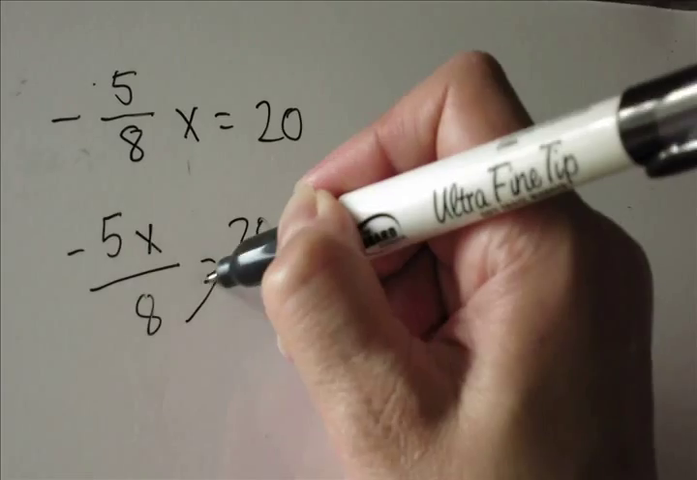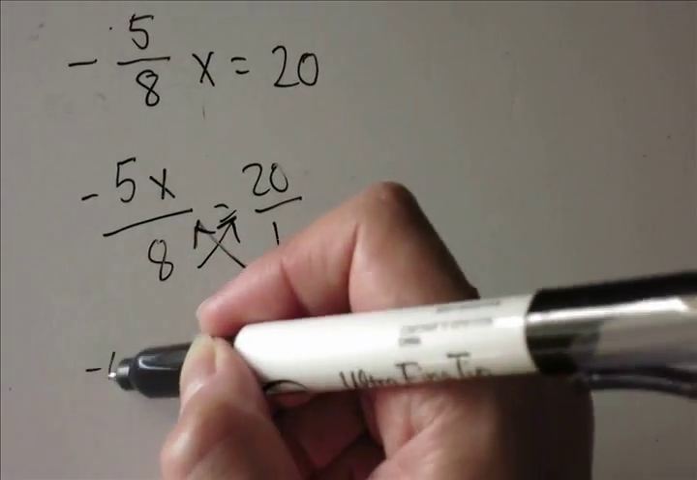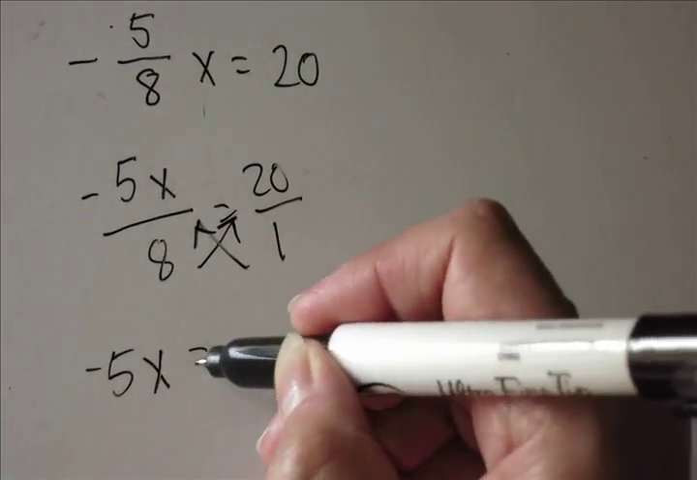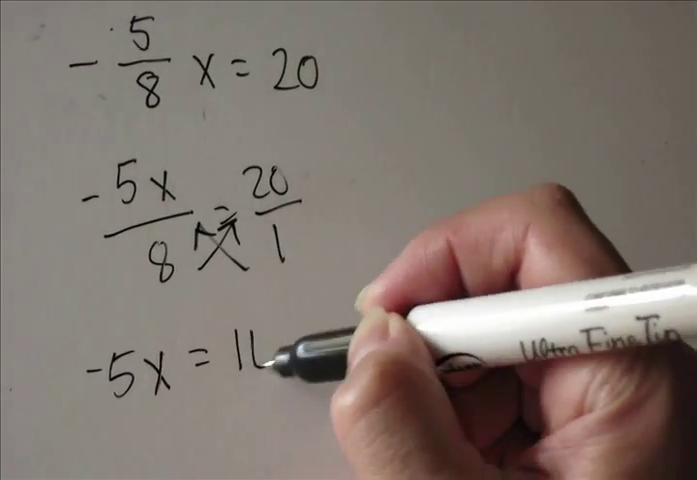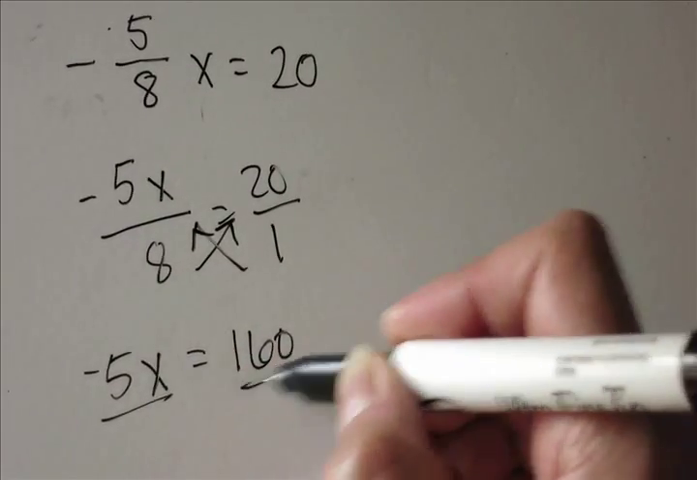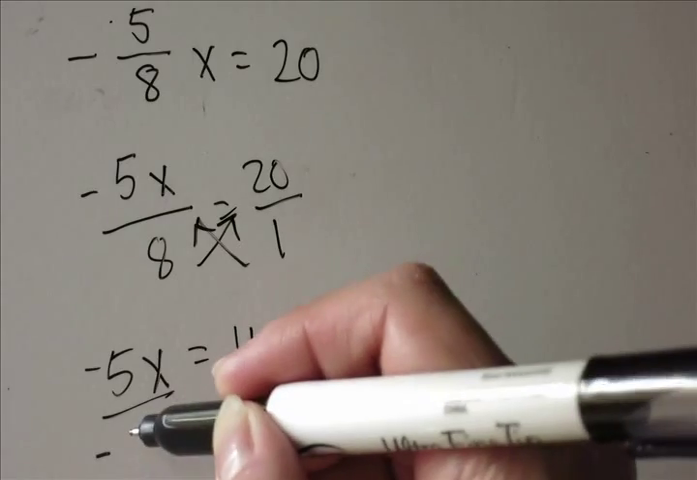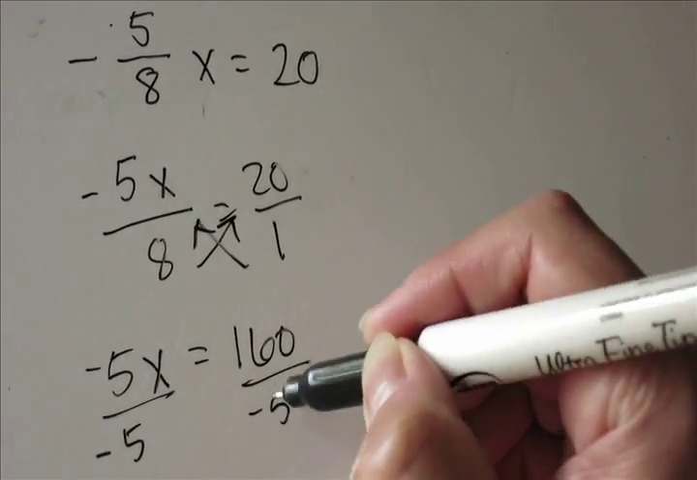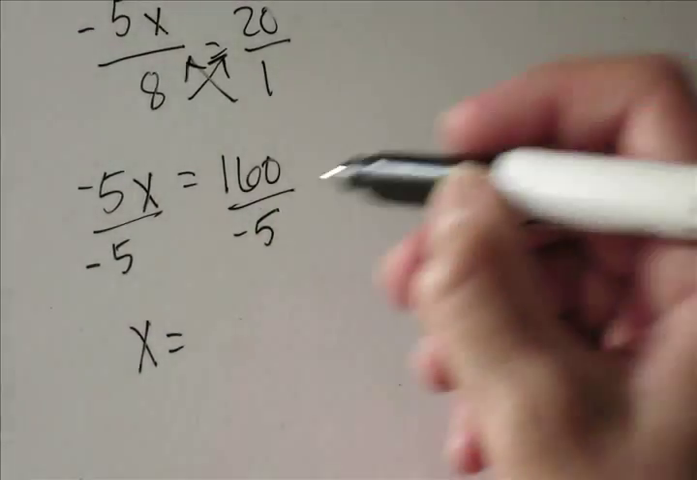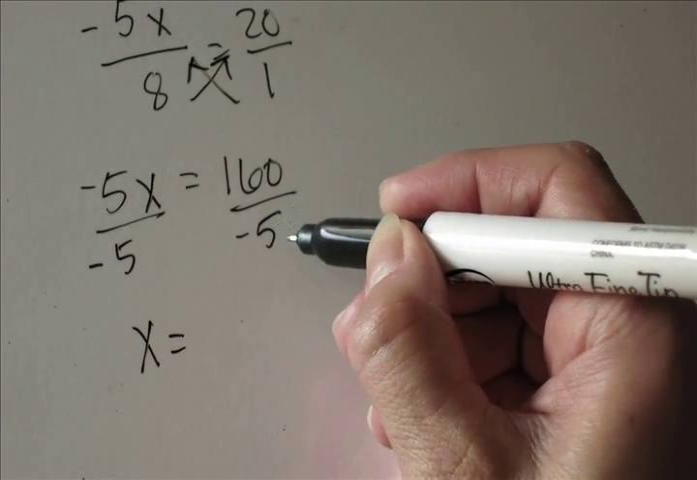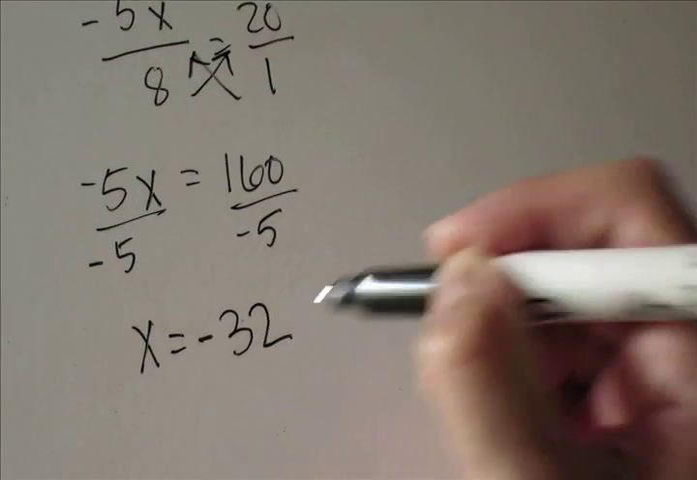The second way you could solve this problem, slightly rewriting it, negative 5x over 8 equals 20. Then you would just cross multiply, leaving you with negative 5x equals 8 times 20, which is 160. We're going to solve for x, so I would divide by negative 5. That would leave you with x equals 160 divided by negative 5, negative 32.